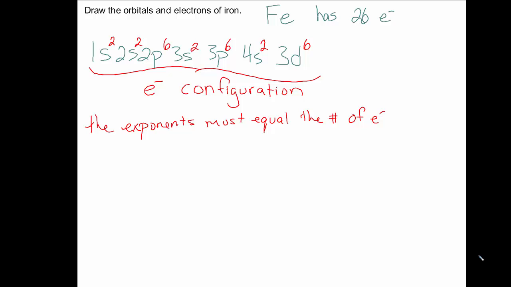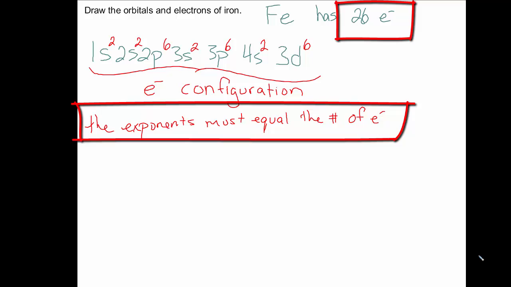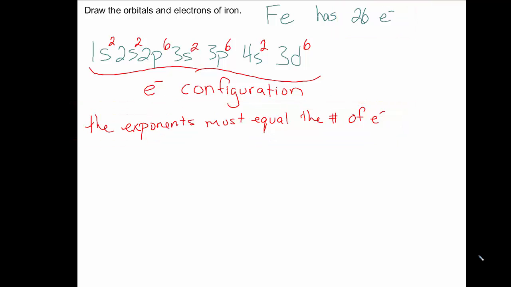In this case, 26. If you go and you count the electrons in iron, well, how could we figure that out? Well, in a neutral atom, electrons and protons are equal. The atomic number, so the number of protons of iron, is 26. Therefore, a neutral iron atom must also have 26 electrons. When you write an electron configuration, the exponents, shown on the screen in red, must equal the number of electrons. It's a quick way to check and make sure that you've got the electron configuration correct.